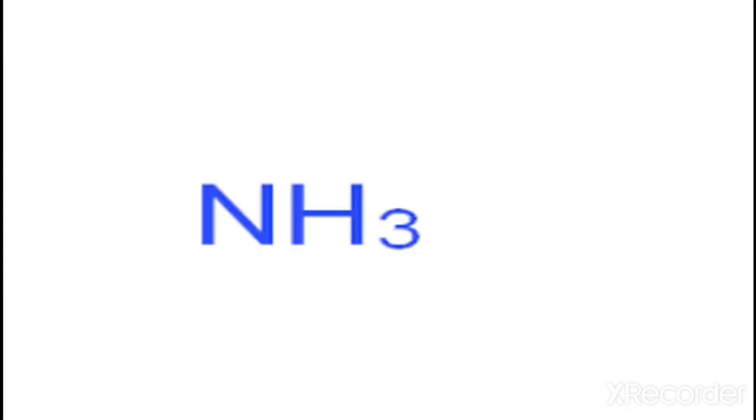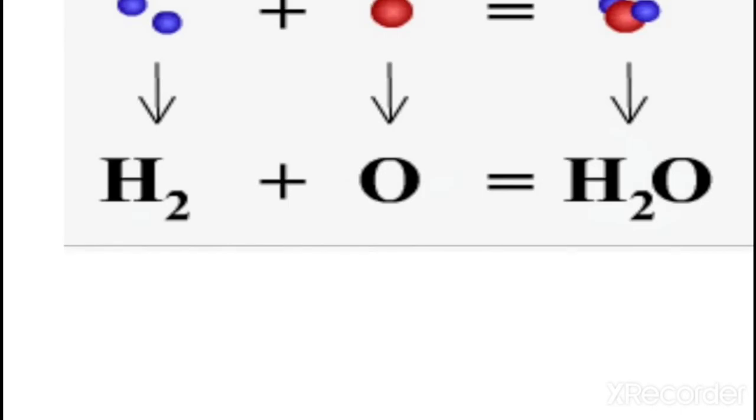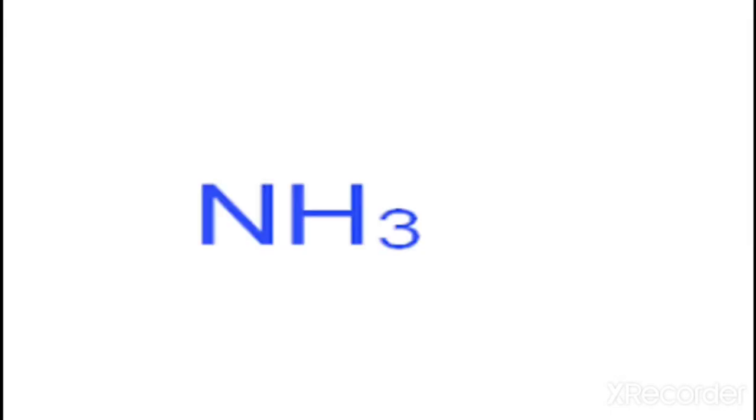Another example is the chemical formula of ammonia, NH3. Here 1 nitrogen atom and 3 hydrogen atoms are combined. It represents that 1 atom of nitrogen and 3 atoms of hydrogen are present in one molecule of ammonia. Similarly, the chemical formula of water is H2O, which represents that 2 atoms of hydrogen and 1 atom of oxygen are present in one molecule of water.